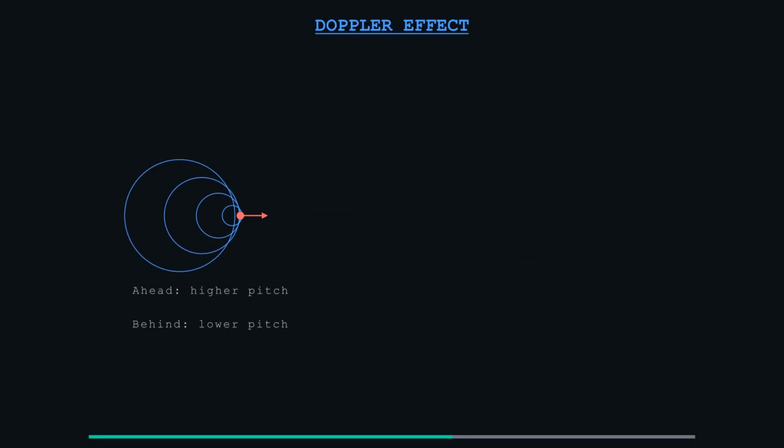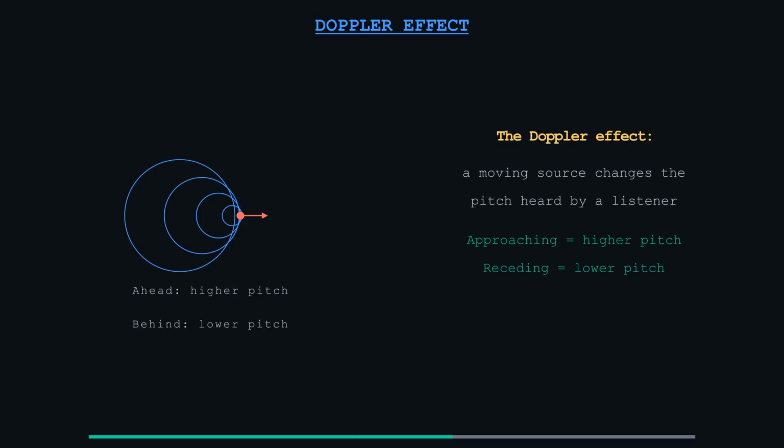The Doppler effect happens when a sound source is moving. As the source travels, the wavefronts it emits bunch up ahead of it and spread out behind it. A listener ahead of the source hears the waves arriving closer together, a higher pitch, while a listener behind hears them arriving further apart, a lower pitch. This is why an aircraft or siren sounds higher pitched as it approaches, and lower pitched as it moves away.